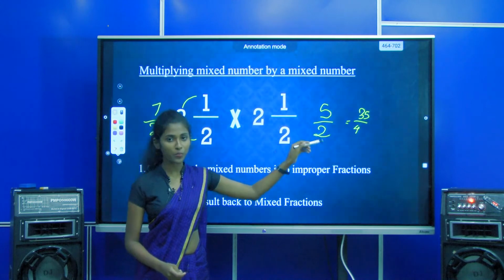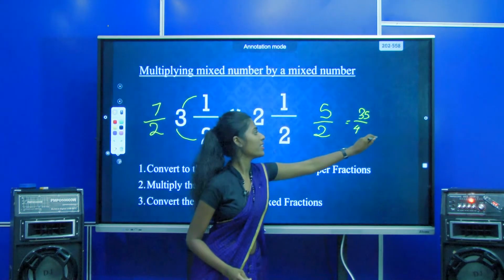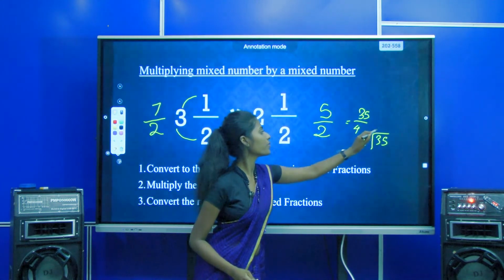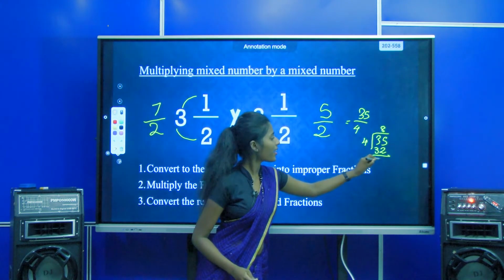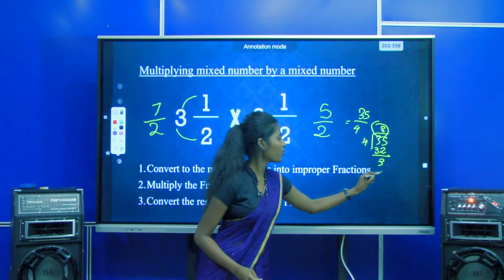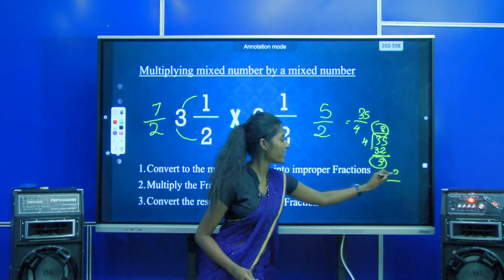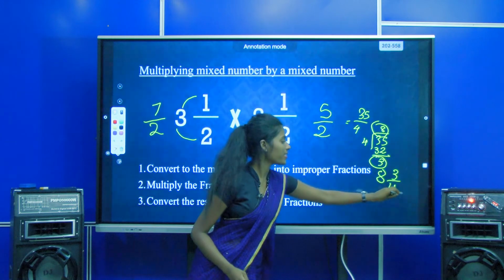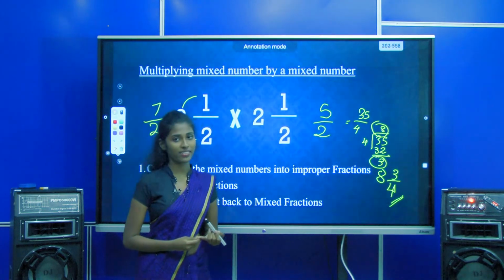But it is an improper fraction. You have to convert it to a mixed number. Let's convert. 35 divided by 4. 8 times 4, 32. And 3 are remaining. So this 8 is the whole number and 3 is the numerator and the denominator won't change. 4 is the denominator. 8 and 3 over 4 is the answer.